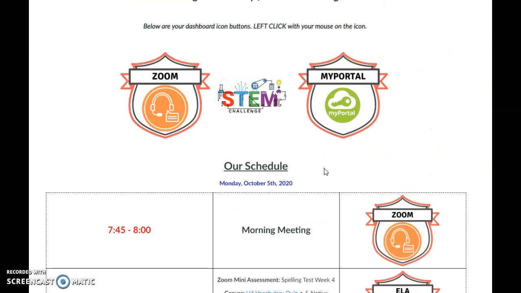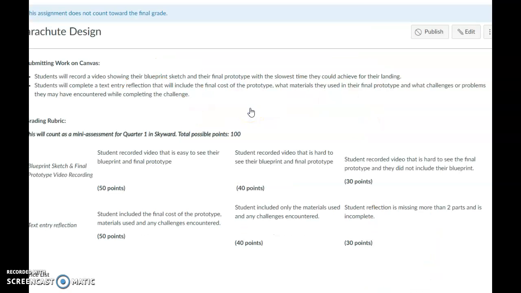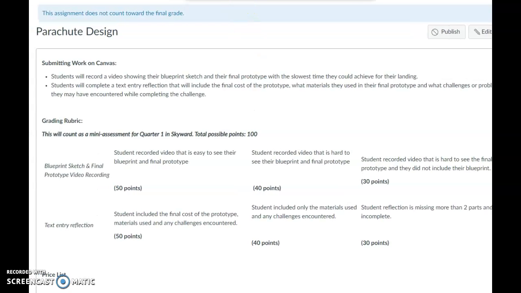One other thing I want to draw your attention to is the STEM challenge. The STEM kits are ready for you to pick up at any time in our front office. This is an activity that all students have to do. It is required. I have supplied them with everything they need to make a parachute. They're going to be designing a parachute and they're going to be uploading the plan, the drawing of what their parachute was going to look like.